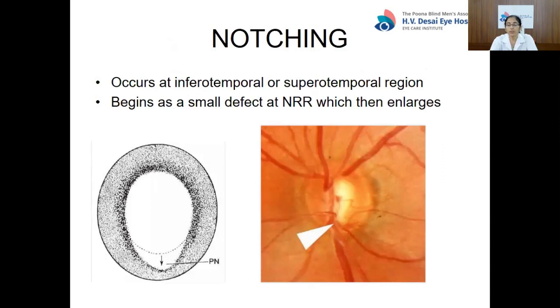Please note in the picture that the inferior rim has become thinner than the superior rim. The ISNT rule is violated. This is an important sign of glaucoma.